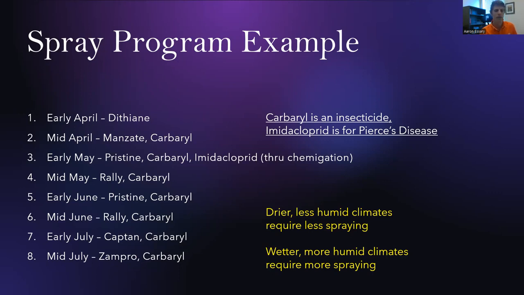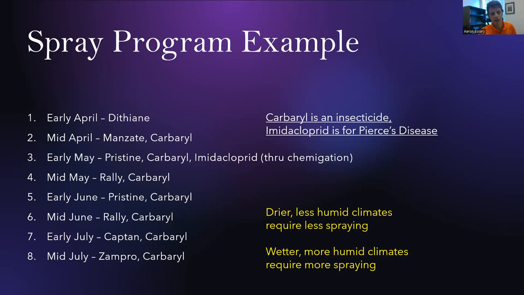Early April, Dithane, mid-April, mancozeb or Manzate. Dithane and Manzate are the same active ingredient. They're just 2 different brands. And then I would just switch Pristine, Ranman, Pristine, Ranman, Pristine, Ranman. And then again, just to switch another mode of action late into the season, Captan or Zampro.